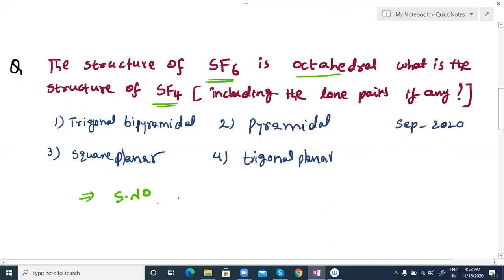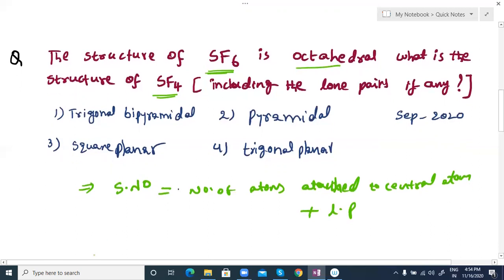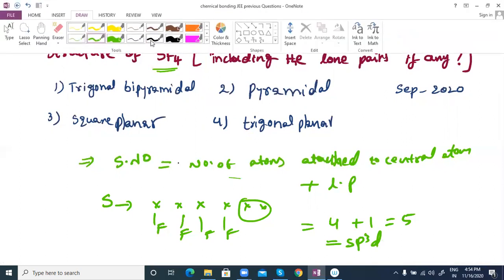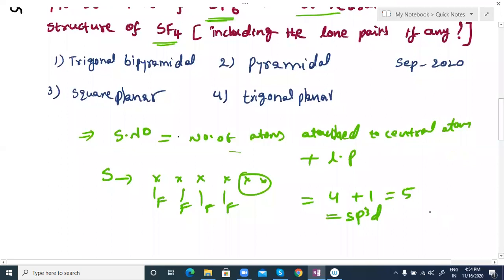Steric number is equal to the number of atoms attached to the central atom plus lone pairs. Here sulfur has 6 electrons, you can write it. Then SF4 means each fluorine forms a single bond. Then the last one is the lone pair. So you can count the total here: 4 atoms attached plus 1 lone pair, total 5. 5 is nothing but sp3d. So this is the answer. sp3d generally means trigonal bipyramidal. Okay, trigonal bipyramidal.